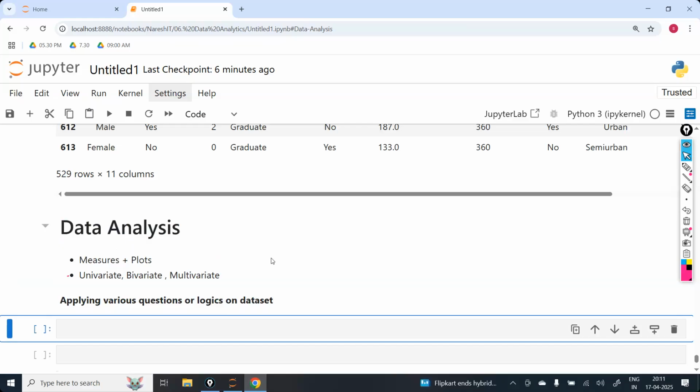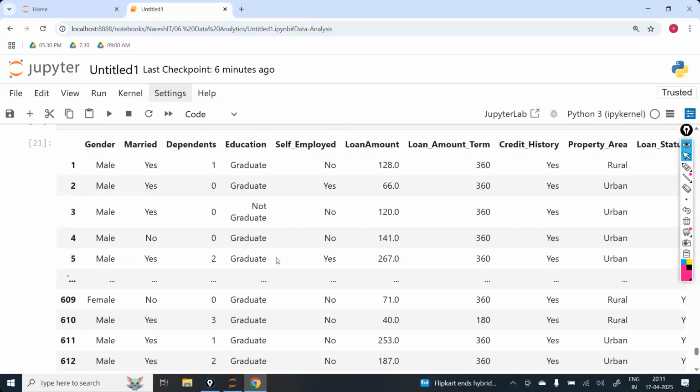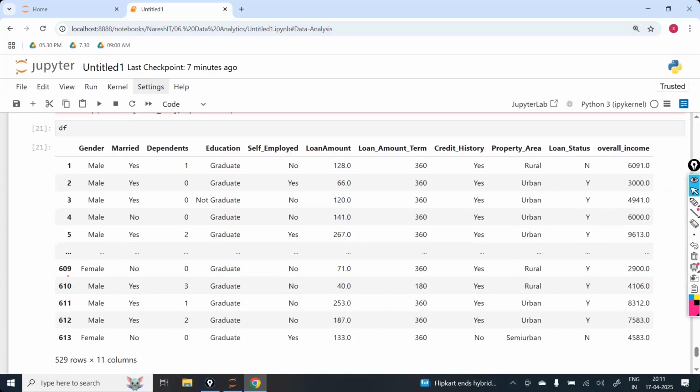Is the point clear, guys? Everyone? Yes or no? Now, how to frame the questions? That is the point. From where we have to start, how to frame the questions. Let me show you with an example here. This is the example. For this data set, I want to apply some questions. How am I going to apply the questions? I'll start with the individual column first. Individual column first is called univariate first.